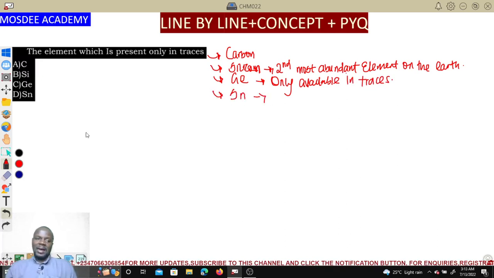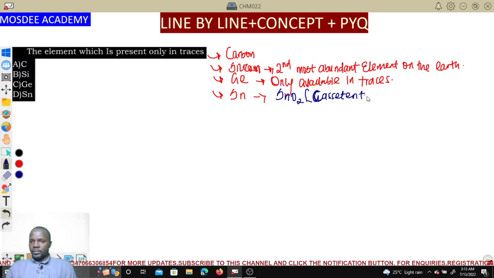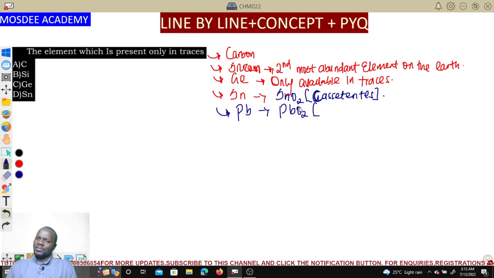Tin exists mainly as SnO2, which is called cassiterite. Why I'm taking it line by line is for you to understand. So tin oxide is called cassiterite. Then the next member is lead, Pb. And that one is also PbO2, lead oxide. I know you've had lead sulfide, not lead oxide. Apologies, PbS. And that is called galena. Very common under extraction of metals from their ores.